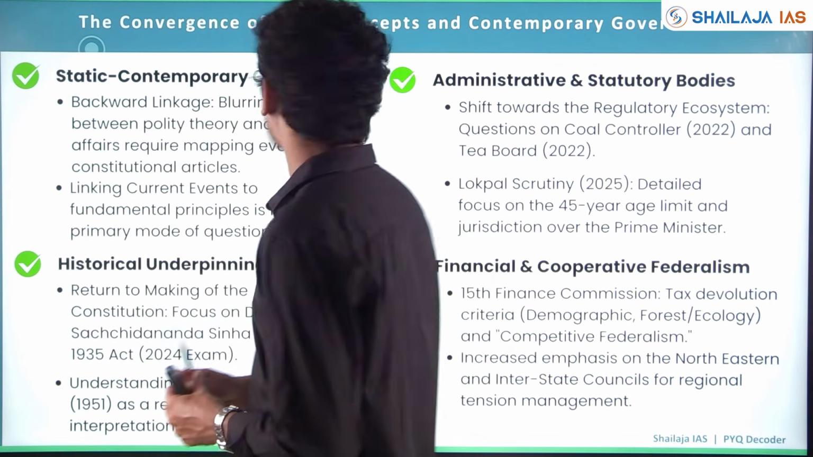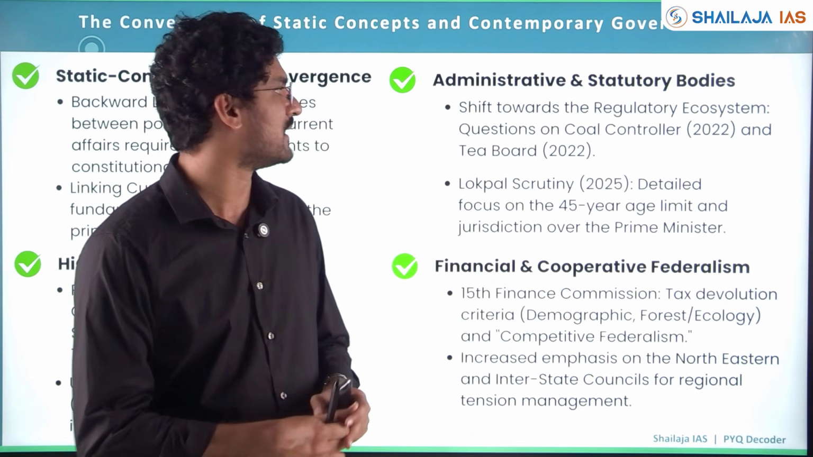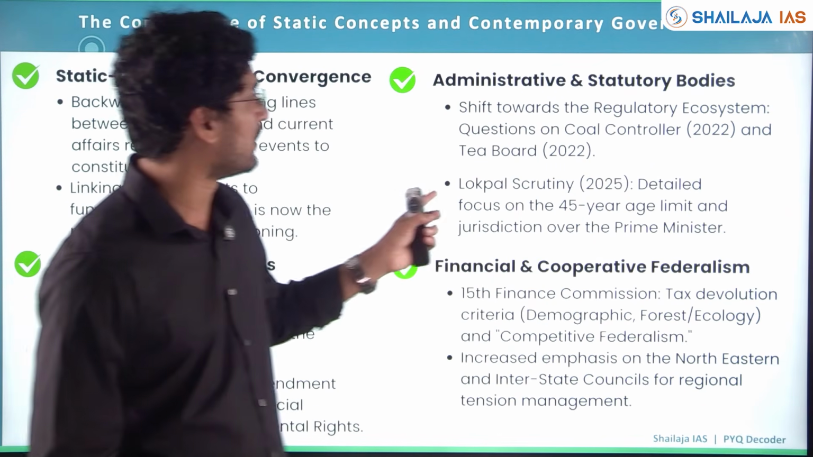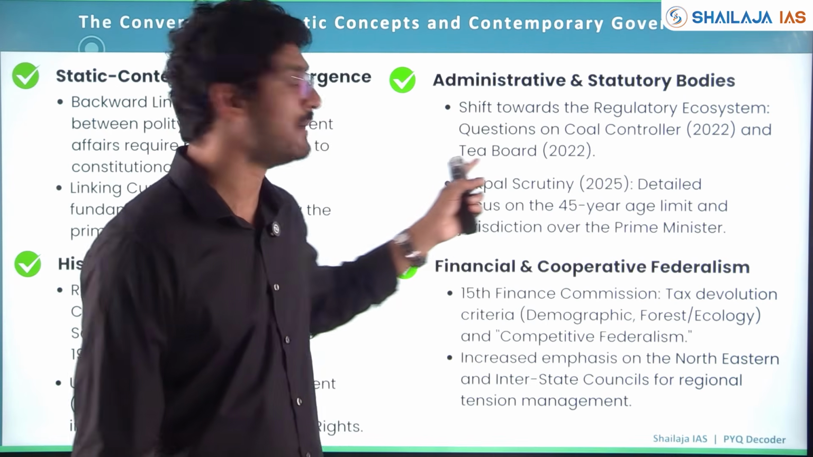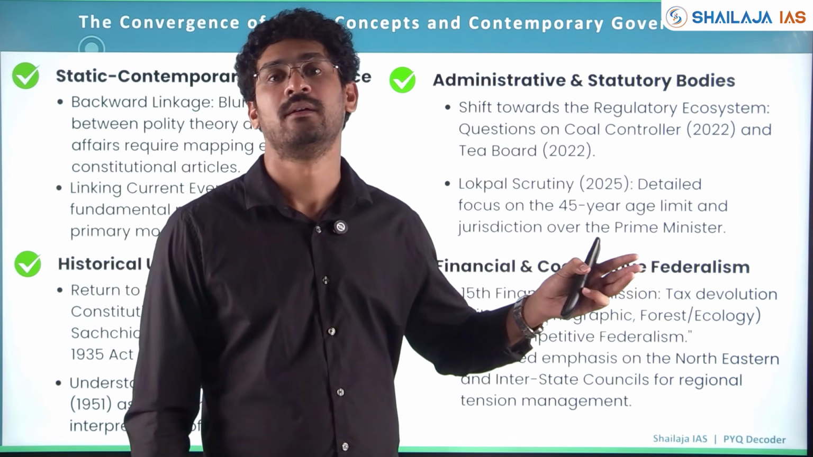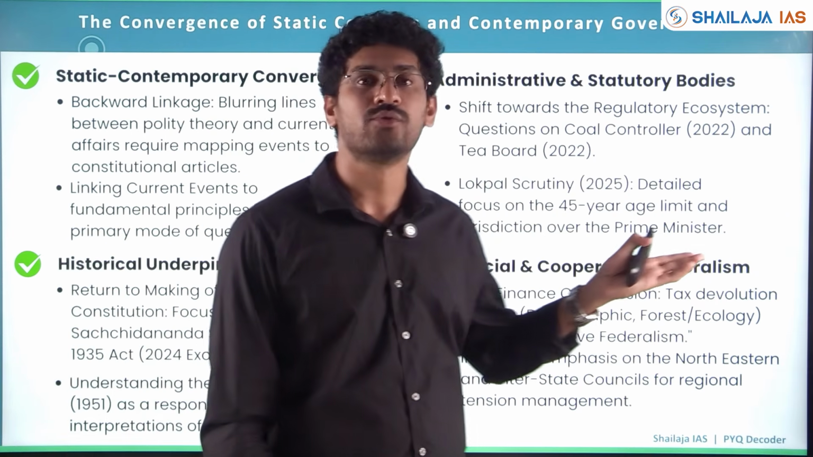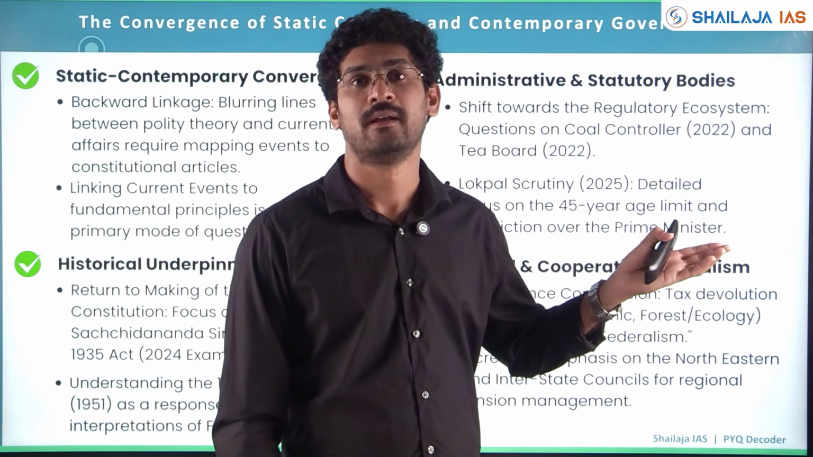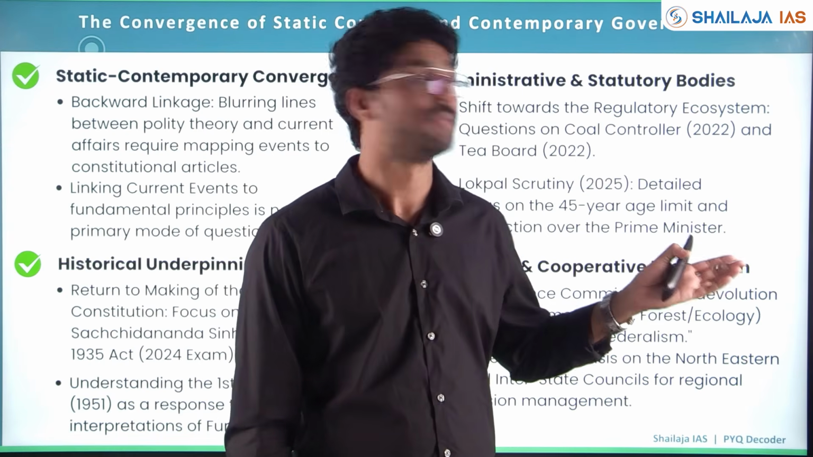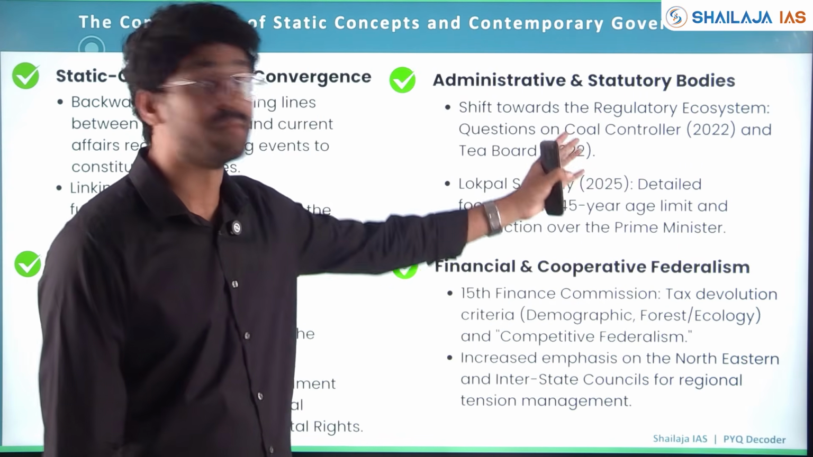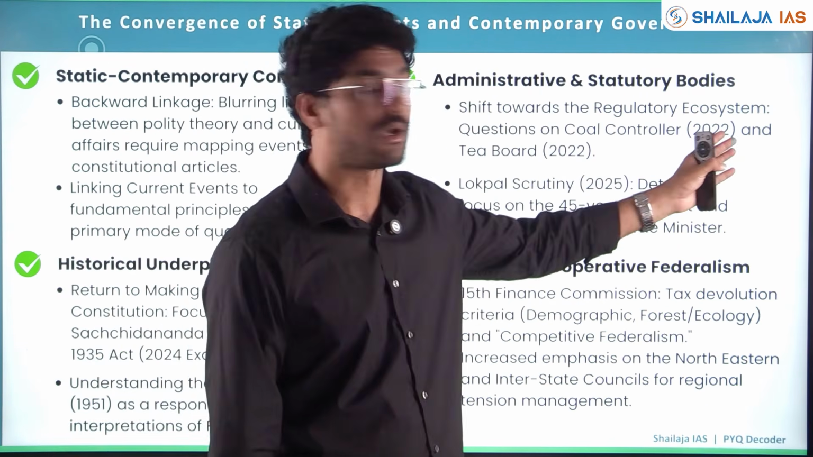Next, administrative and statutory bodies, which you have seen, and other bodies also like the Coal Controller, Tea Board, Kaya Board, and Bench. I think a Bar Council of India question had come, right? Home Guards question had come. These are all coming from the administrative bodies and statutory bodies.